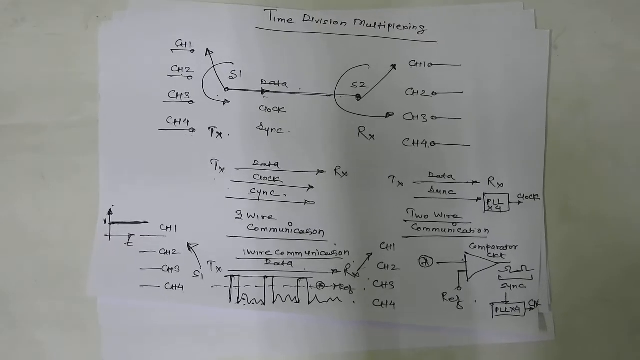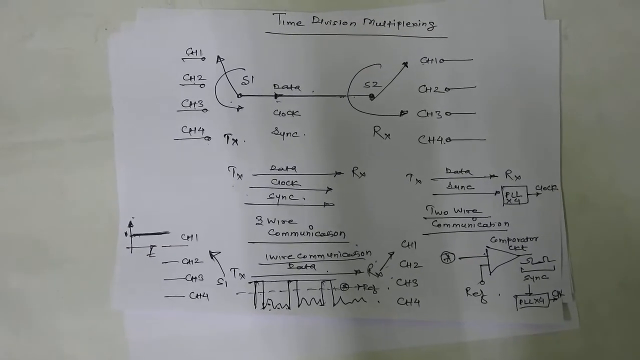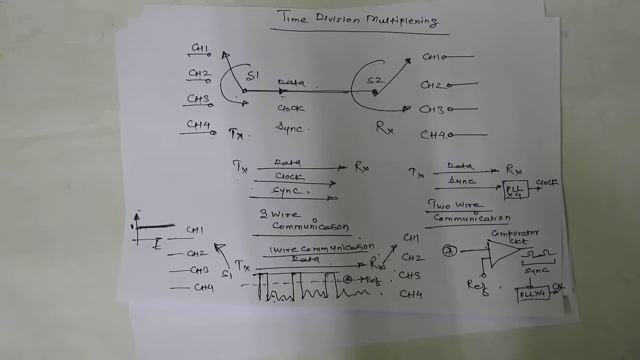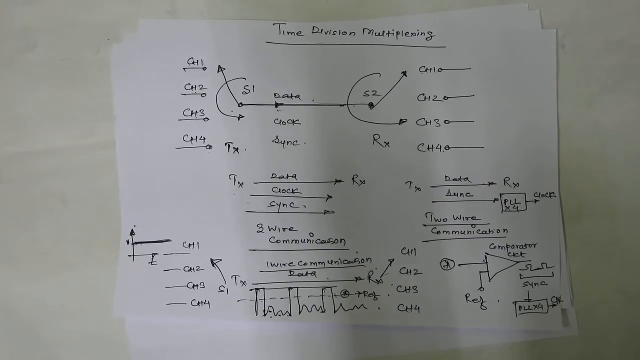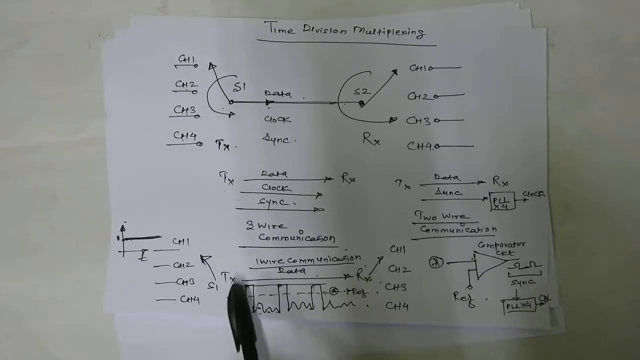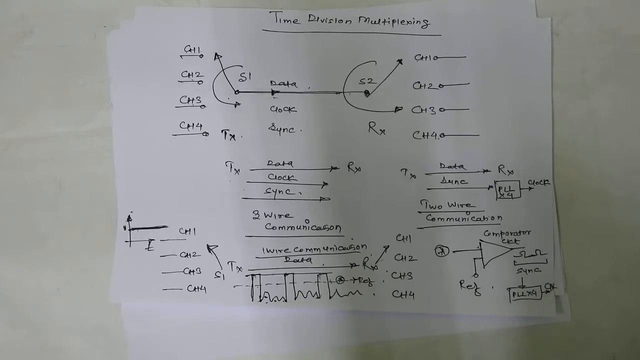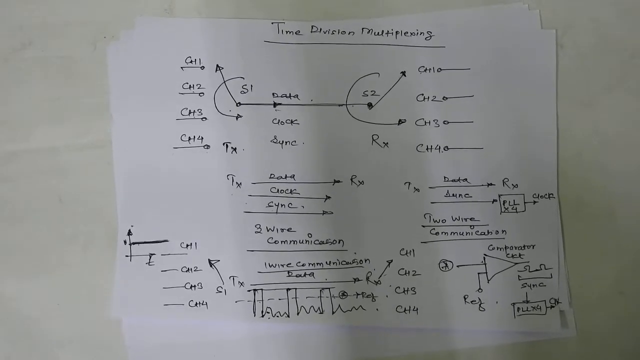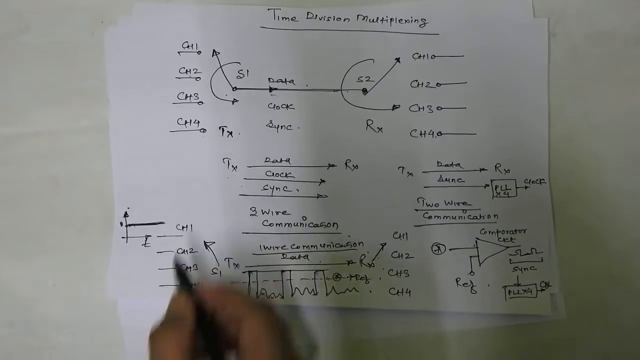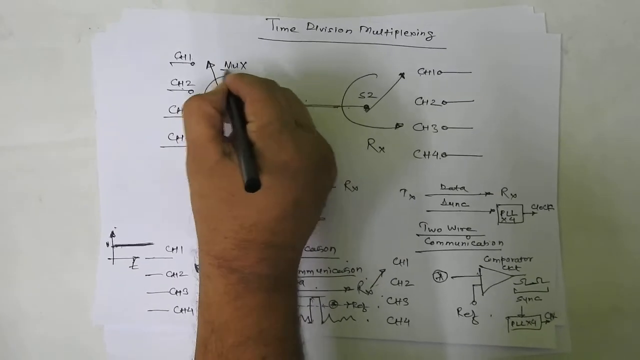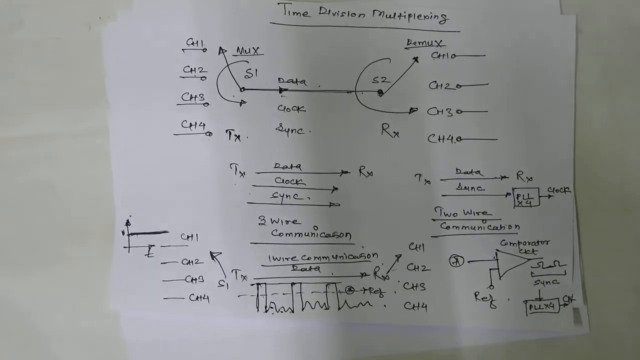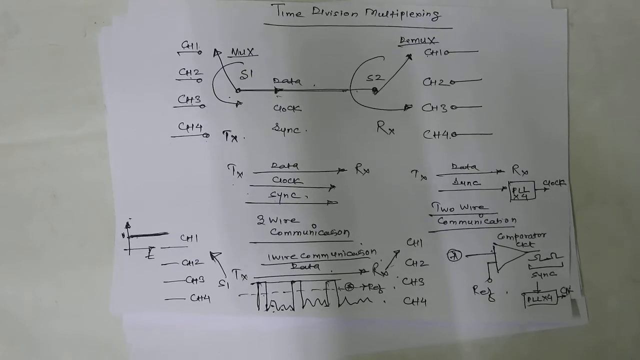But at the same time, there is no need of putting 3 different wires, or even 2 wires, between transmitter and receiver. There is no need of sending data, clock and sync separately from transmitter to receiver. You only send the data signal from transmitter to receiver and derive the channel 2, channel 3, channel 4 signals independently at the receiver end. So this is basically a multiplexer and this is basically a demultiplexer. This is how the importance of time division multiplexing is.